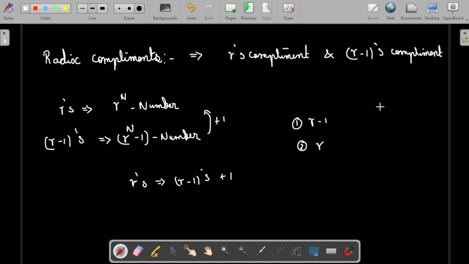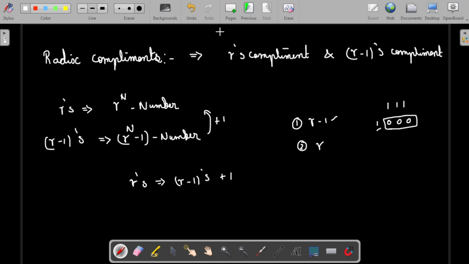We already saw it, right? If it is a 3-bit system and after 1 1 1 that bit is flipped, then the resulting number will be 1 0 0 0. Only these three bits will be visible to us; this carry bit will not be visible. That's why we start from R minus 1's complement, because what is represented here is R to the power n.